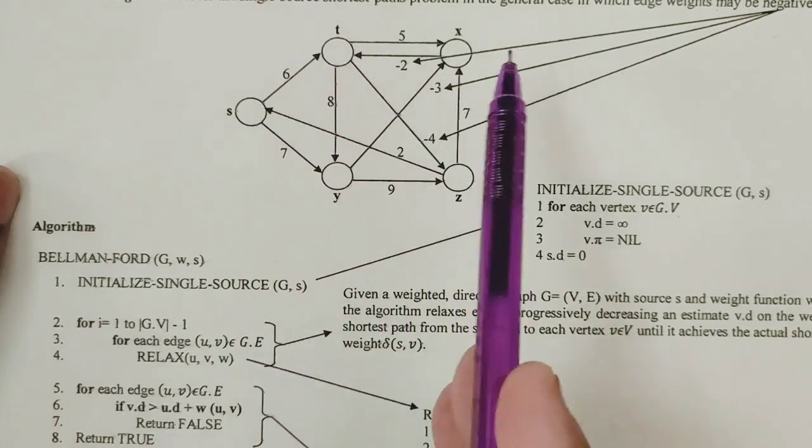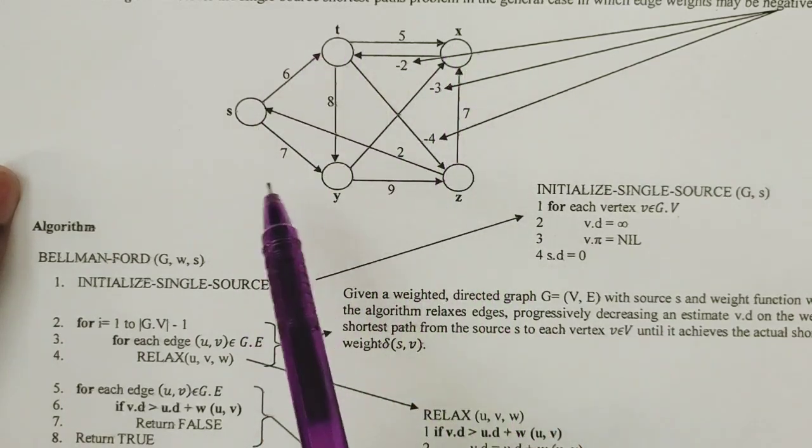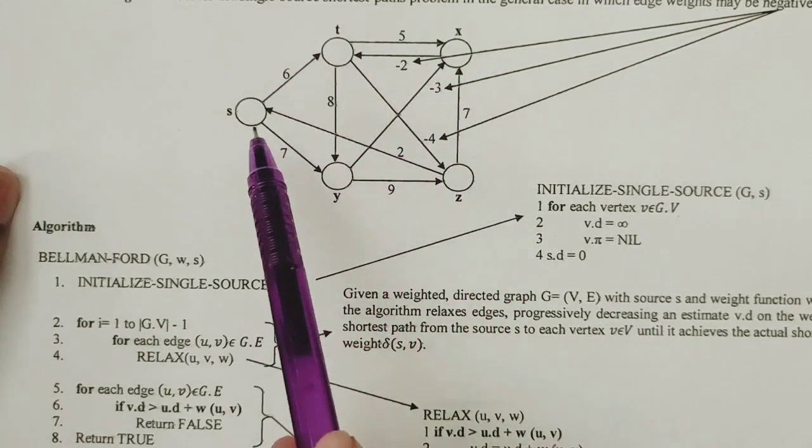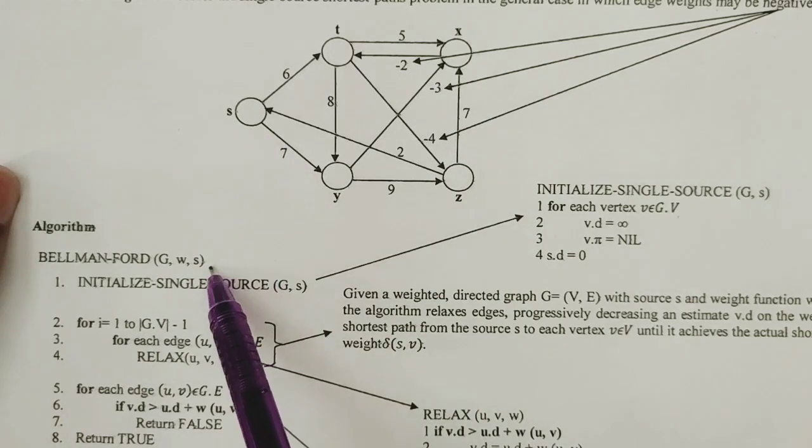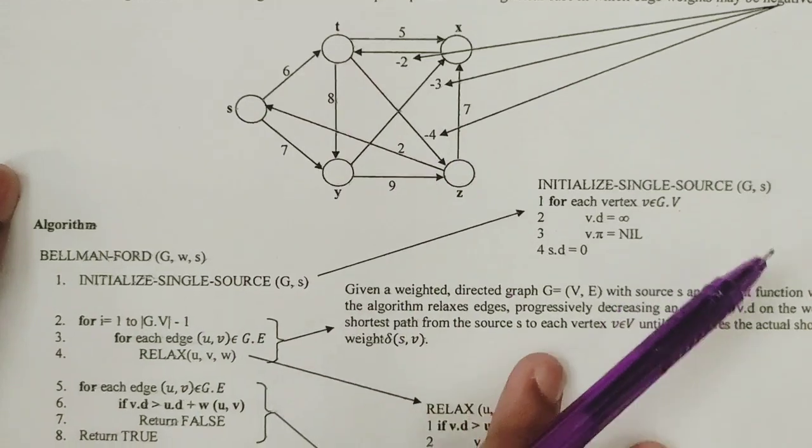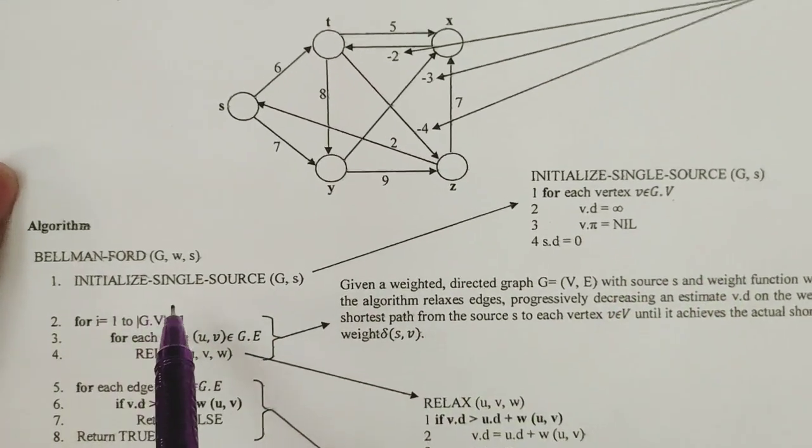If the vertex names are given as 1, 2, 3, 4, 5, etc., then if vertex number 1 is the source, then S means 1. So S indicates the source vertex. Fine. The first step is the same as Dijkstra.